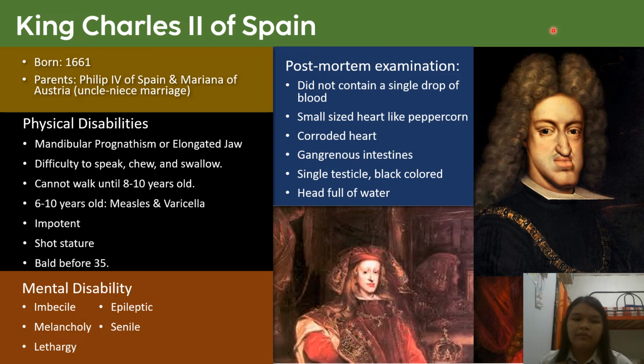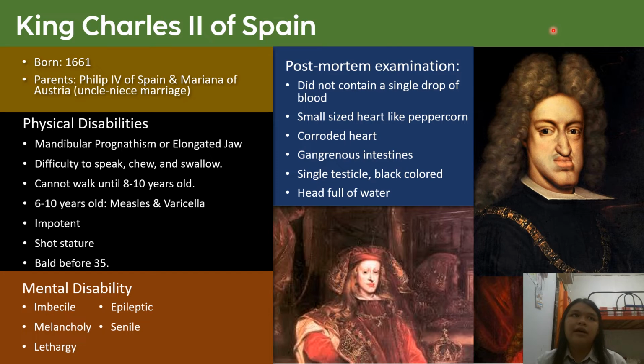And he also has some mental disability. The first one is that he is an imbecile, which means foolishness and stupidness. And he is melancholic, with lethargy. Lethargy means that he is drowsy, and he is epileptic, which is linked to epilepsy. It means that he has some abnormal brain activity.